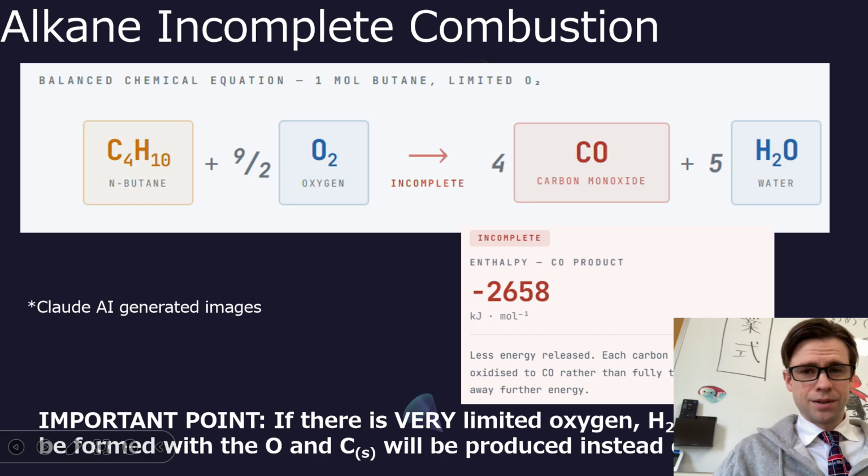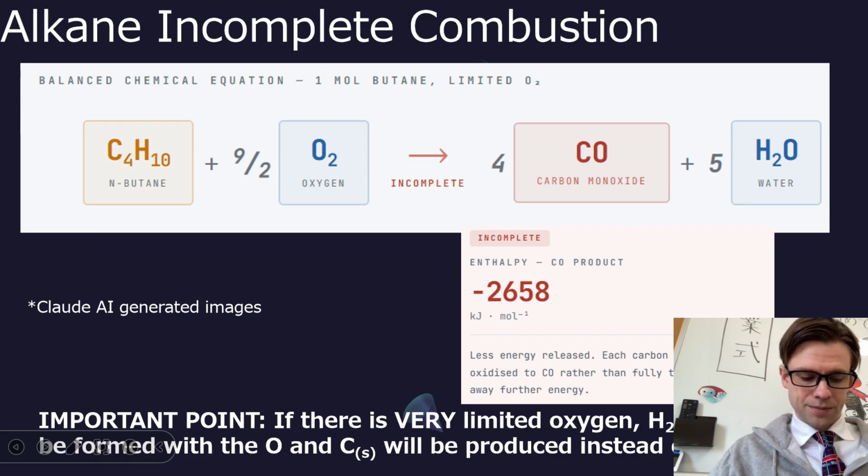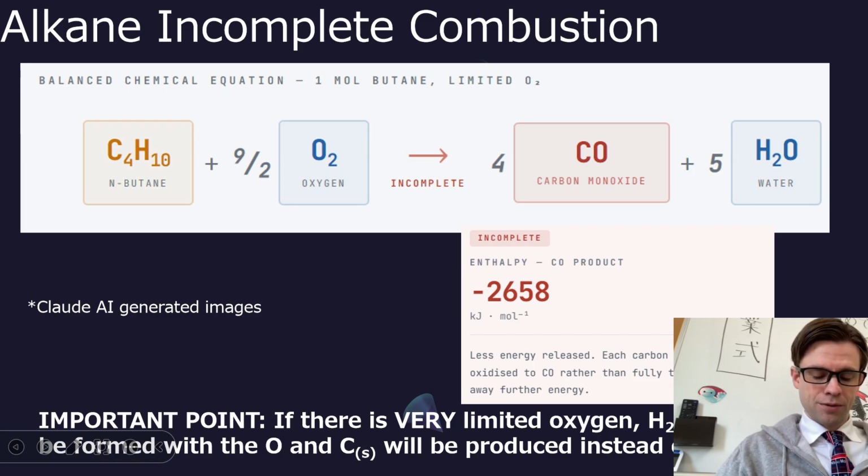We can also have incomplete combustion of alkanes. You'll learn about this more in the fuel section of this course, but when there's not enough oxygen, instead of 13/2, if we have 9/2 oxygen, we make CO instead, carbon monoxide. When we make that, it's less exothermic, only minus 2,658 kilojoules per mole will be released. And also carbon monoxide is very toxic to living organisms, especially humans.